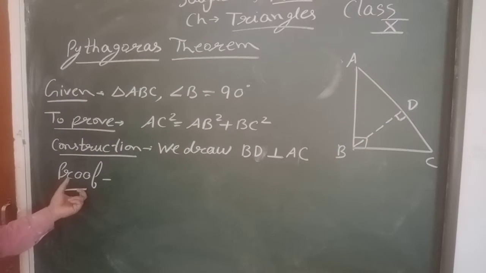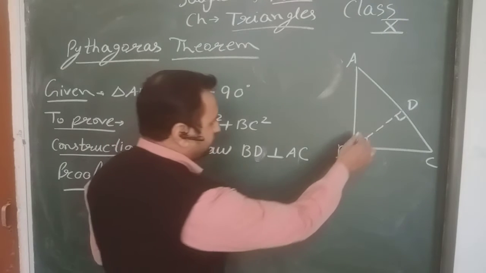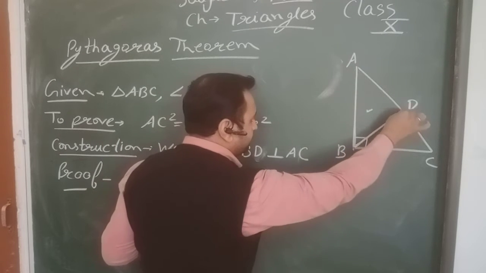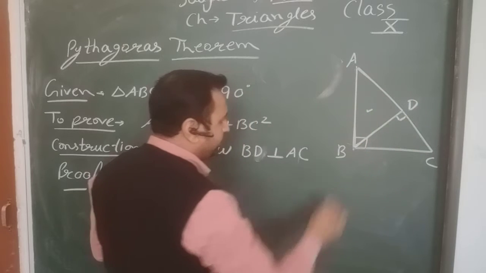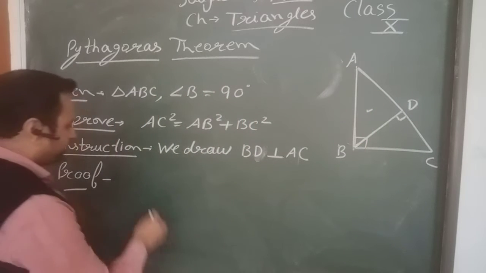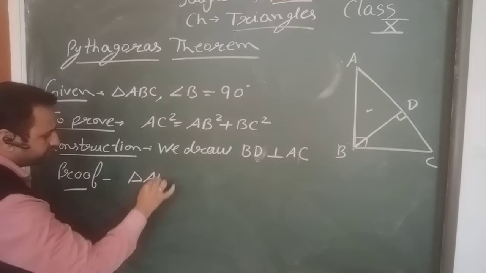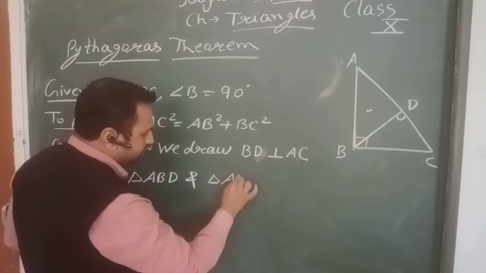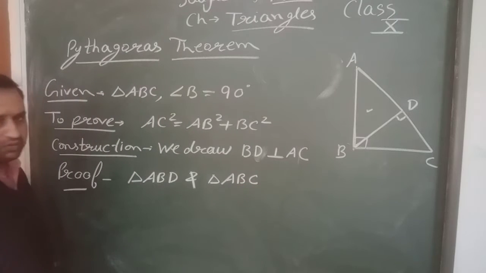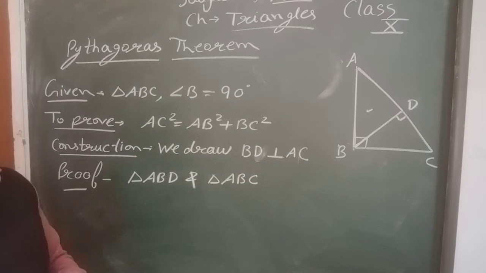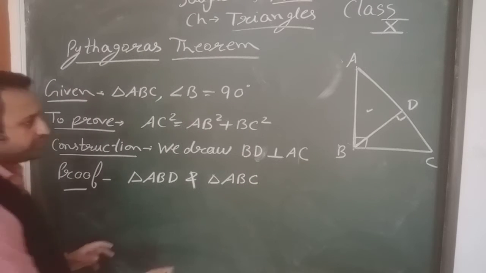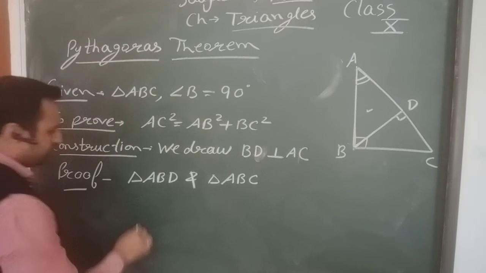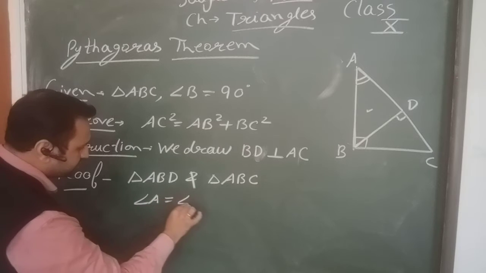To start the proof, firstly we show that triangle ABD and triangle ABC are similar. So we just note down triangle ABD and triangle ABC. In these two triangles, we have to find two corresponding angles which are equal. So firstly we observe that angle A is equal to angle A, which is common.